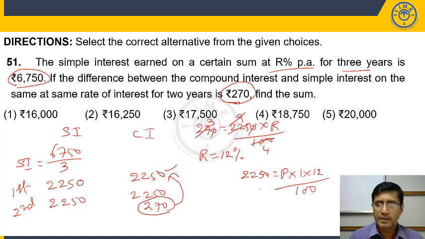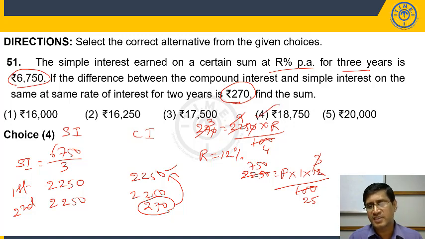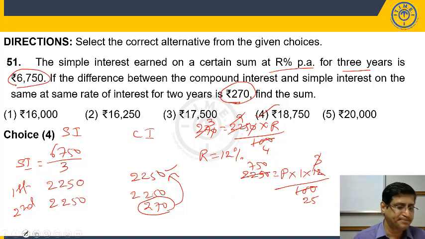Simplify this. Now the cancellation. 4 goes 3 times, 4 here goes 25 times. What about this 3? 3 goes 75 times. The product of these two is the principal. It is 18750. So the right choice is option number 4. 18,750 is the right answer.